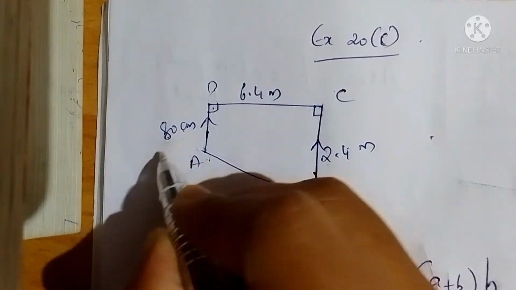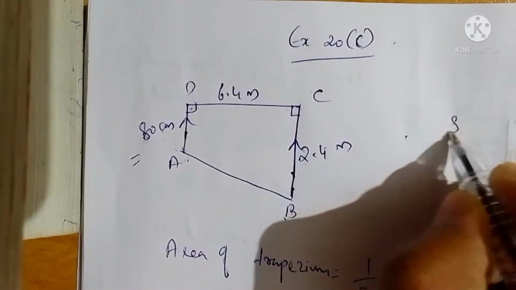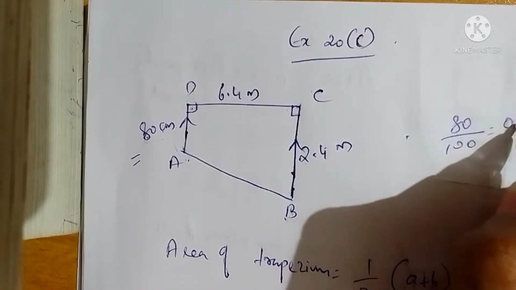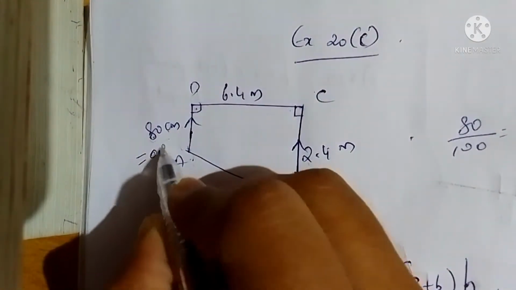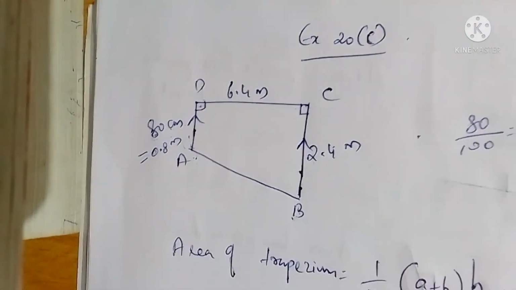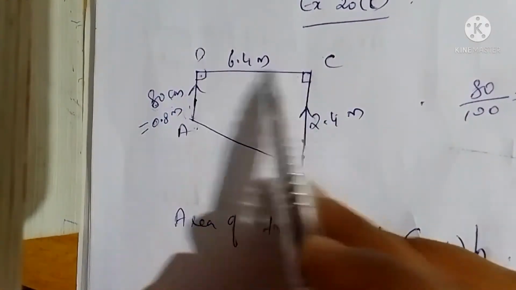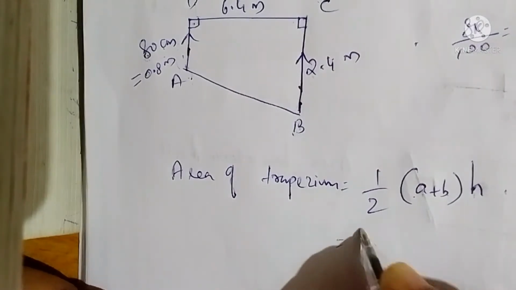So let us convert this 80 centimeter to meter. 80 centimeter means 80 by 100 meter, that is 0.8 meter. So this will be 0.8 meter. Now the distance between these two parallel lines, it is 6.4 meter. That is also given. Now just substitute in the formula.